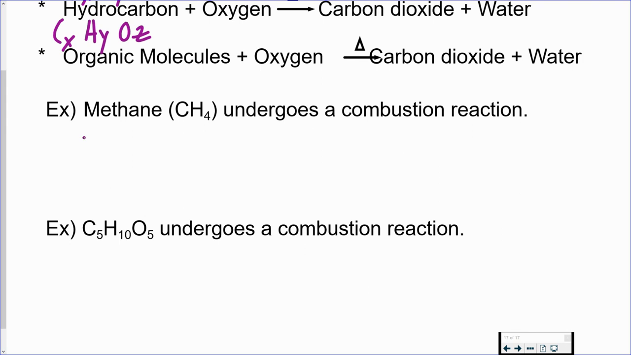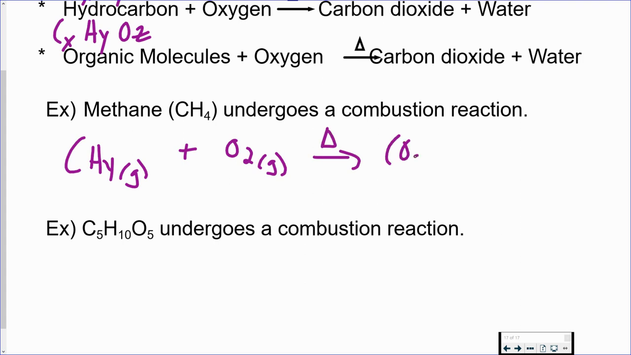So prime example, methane. This is what comes out of your gas pipes at home. It's a gas plus oxygen gas with heat is going to produce CO2 gas plus, now this is water, however, it's being heated, so it's gas, water vapor. We're going to go ahead and balance those.